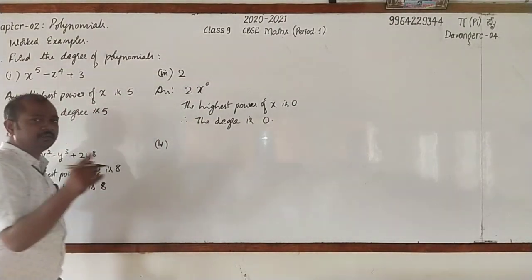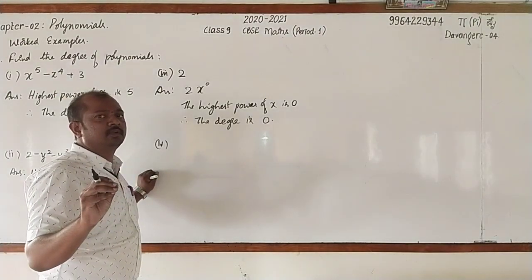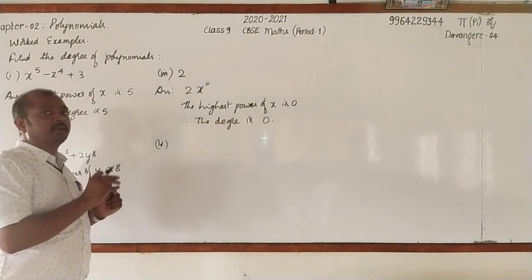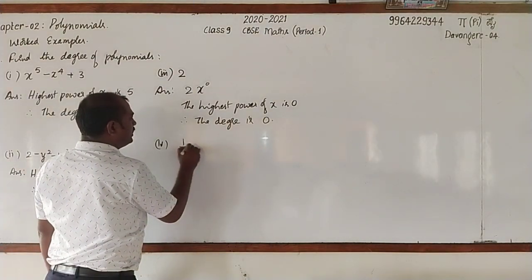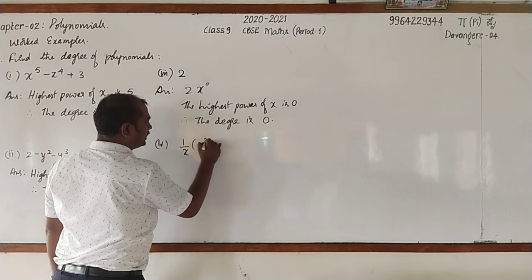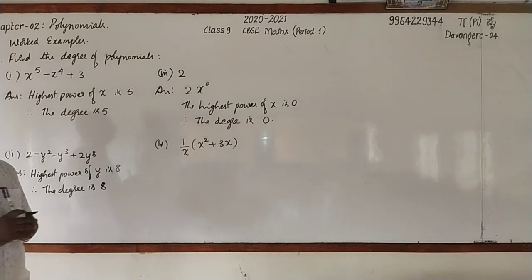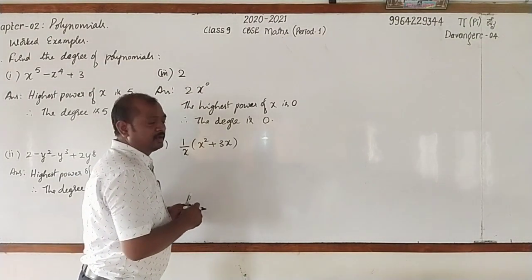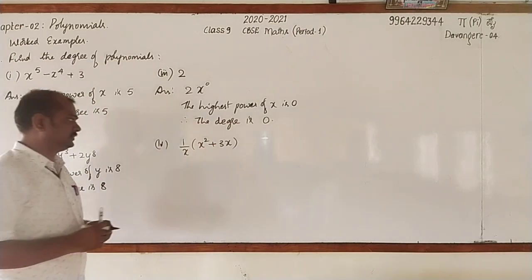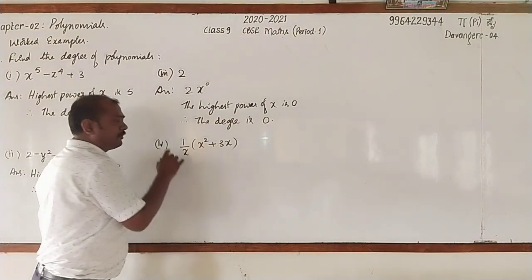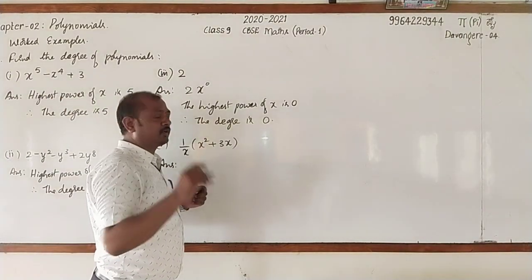Dear students, other than the textbook, I'll take one of the important questions and you have to think and tell the answer. This is 1 by x into x square plus 3x. Could you tell the degree of this polynomial? Yes, what is it? Do you say that 2? Just think over it. And now I am going to write. You have to check yourself whether your answer is right or wrong.